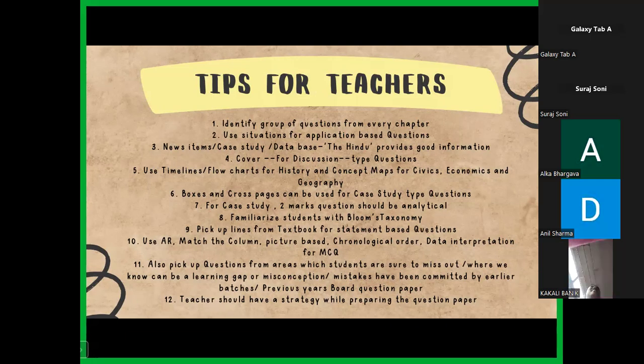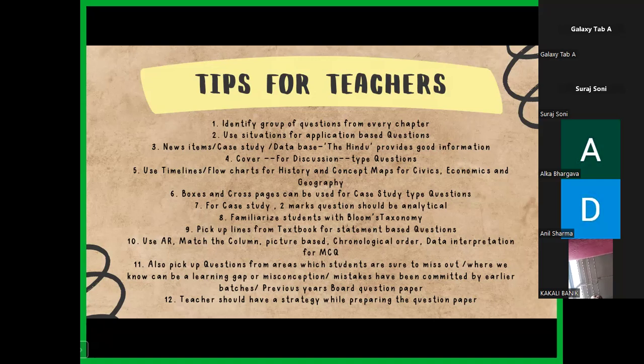Cover discussion type questions. In every chapter, somewhere or the other, some questions of this kind are given which are not there at the back of the chapter. They are simply there in between the chapters, which are for discussion only. Probably they are not asking you to write them, and probably they are not even evaluated many times. But yes, they are about the impact of those processes which we are discussing, so they can be interpreted in different ways and can be asked as well.